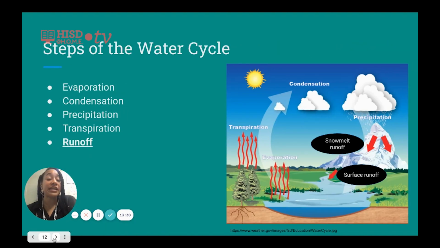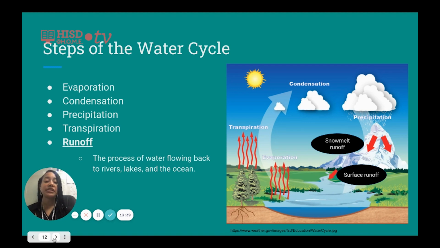And then our final stage we're going to discuss today is runoff. It is the process of water flowing back to rivers, lakes, and oceans. Now, as you can see, this is the picture that we initially started with. So transpiration, the plants having water vapor leave, or evaporation. Transpiration and evaporation are very similar. The difference is where it initiates. Transpiration initiates in the plants. Evaporation most likely initiates from a river, a lake, or an ocean.